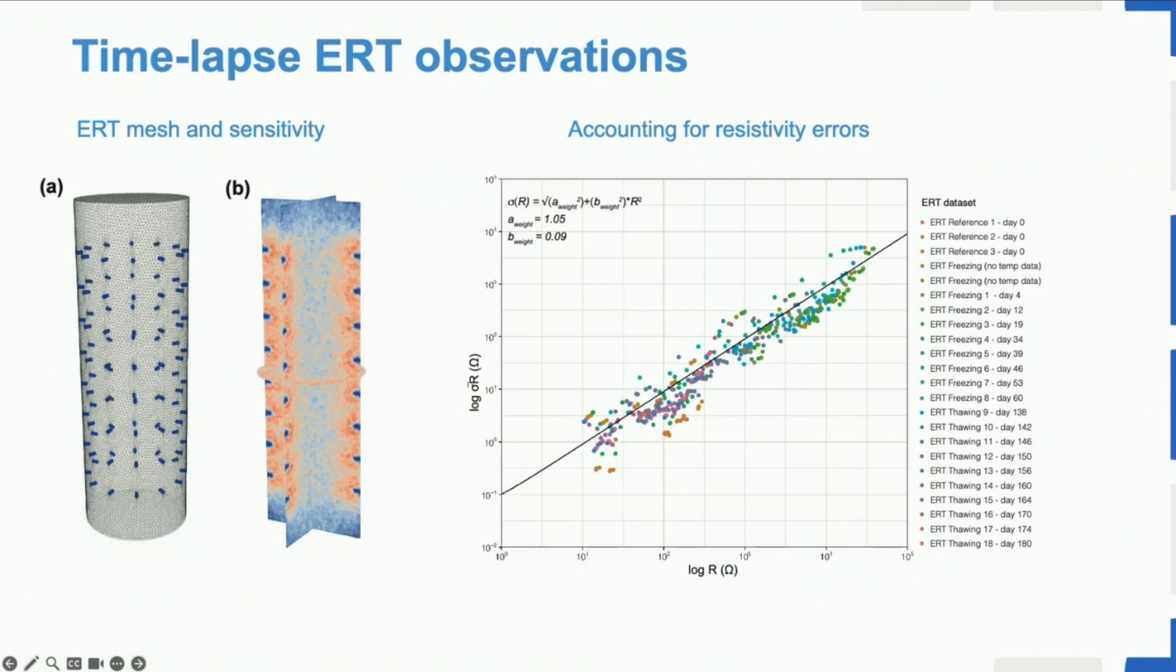With these ERT observations, you always have to account for your sensitivity in your electrical resistivity, but also for your resistivity errors, because as you start freezing your soil matrix, the resistivity that you measure goes up, but therefore also your error goes up. In this figure, you can see that during the thawing phase, when the resistivity goes down, your error is a bit lower, and then during your freezing phase, your resistivity values are a lot higher, but your error is also a bit higher. So you have to account for that.